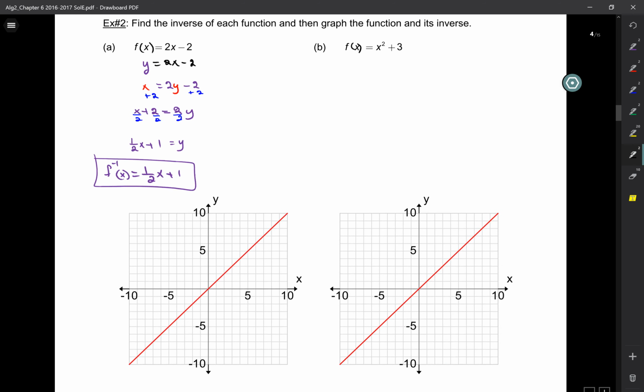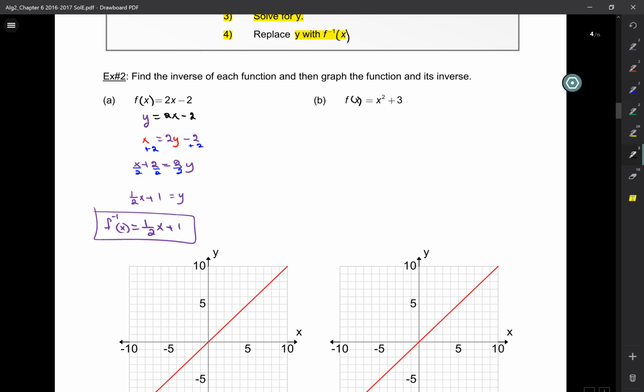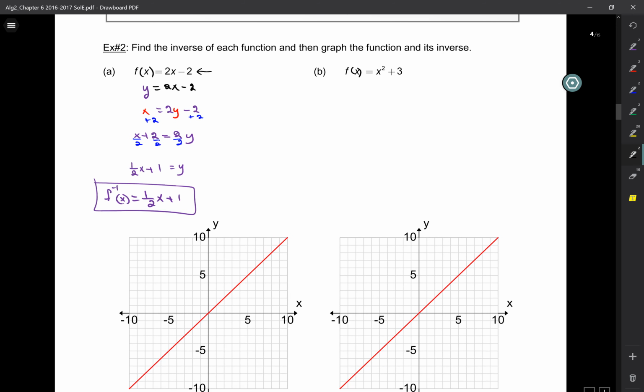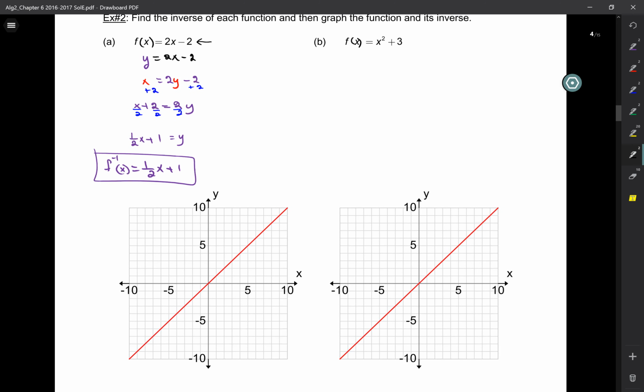Okay, before we go on to the other one, let's graph these two. Let's first graph the first one, f of x, right? It's 2x minus 2. Remember how we graph these? What's the y-intercept? -2, and what's the slope? 2. So I go up 2 over 1, and let's see. Right, the y-intercept is -2, and the slope is 2.